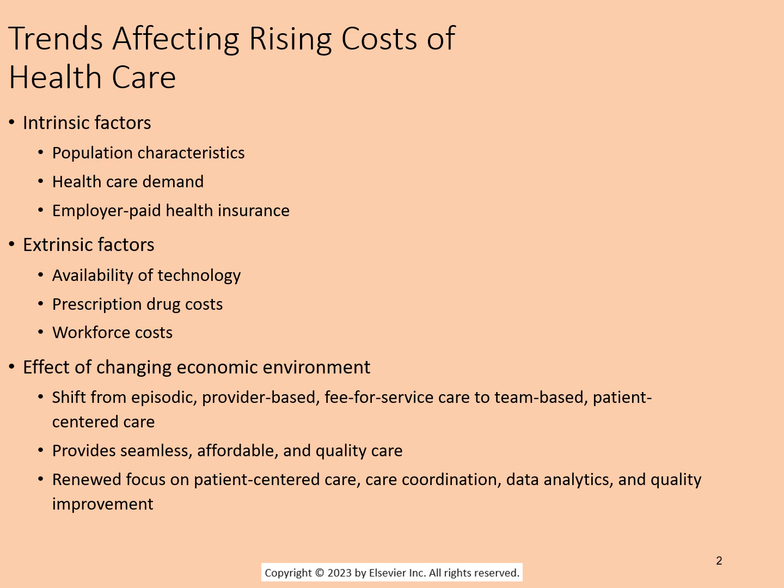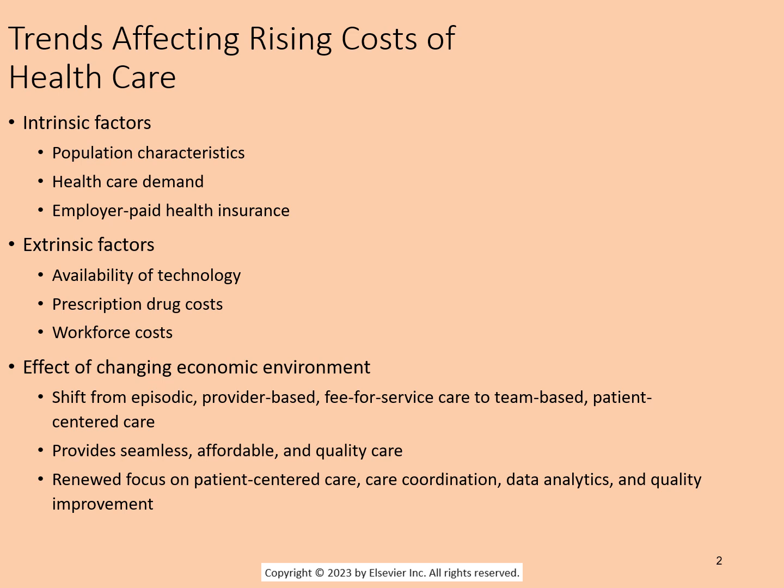As we speak, due to the change in the government, we're going to be seeing more drastic changes in healthcare. So these are some factors that are affecting healthcare. Your intrinsic factors could be population characteristics, healthcare demands, and employer-based paid health insurance. Your extrinsic factors could be things like availability of technology, prescription drug costs, and workforce costs.